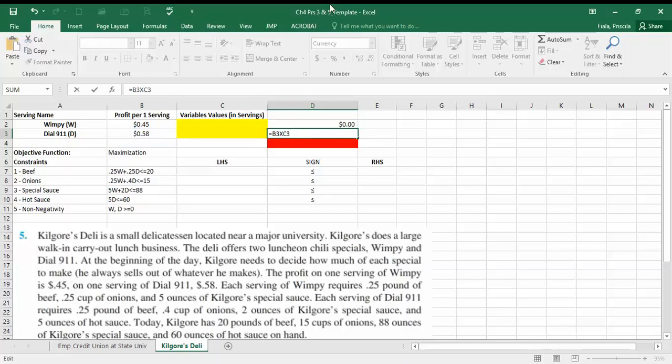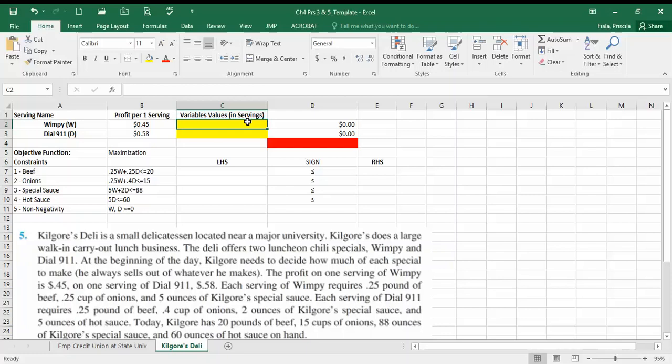So times, oh, Excel understands this, sorry. Right now I don't have anything, because if I determined that my optimal value for my decision variable is, let's say, 1, it's going to multiply 1 times my dollar amount. So it should say right here 45 cents. Here you go. And for Dial 911, say it is 2, you would do 2 times the cents right here. Okay.